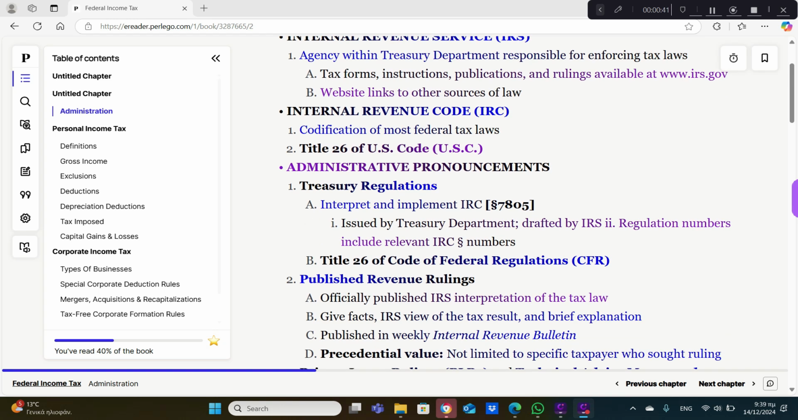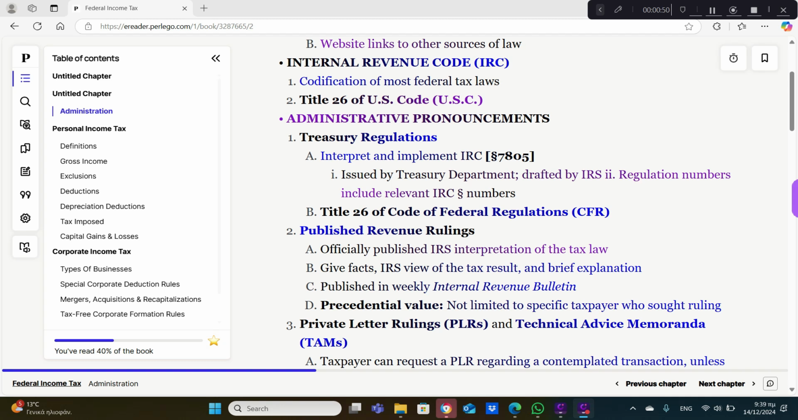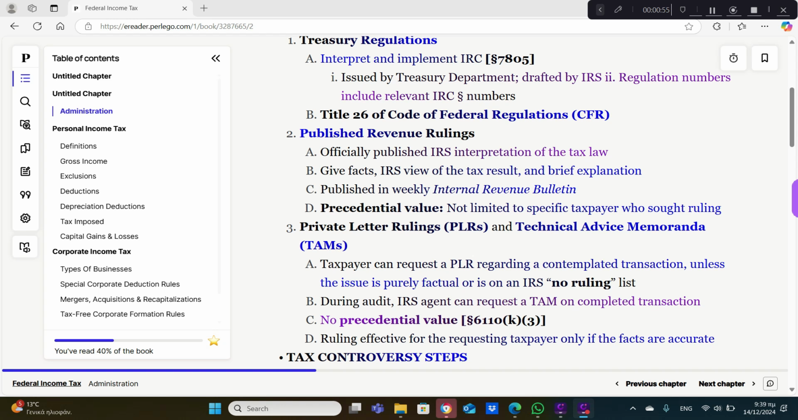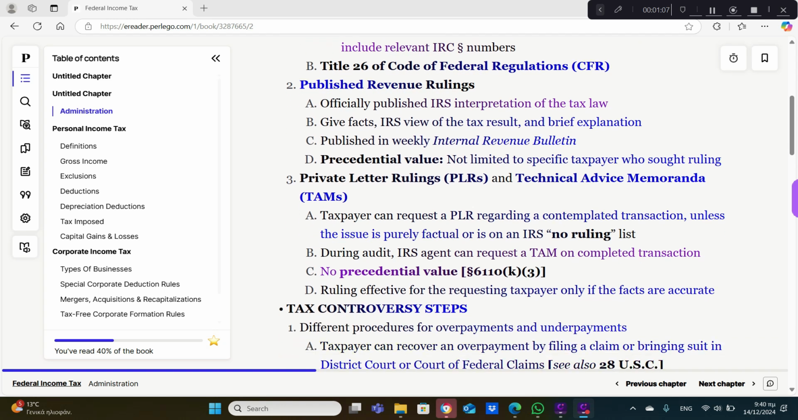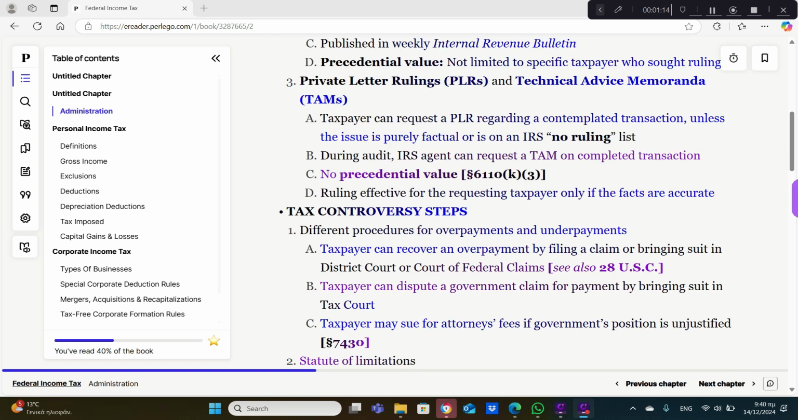1. Administration. The federal income tax system is administered by the Internal Revenue Service, IRS, under the authority of the U.S. Department of the Treasury. The IRS is responsible for enforcing tax laws, collecting taxes, providing guidance on tax compliance, and resolving disputes through audits and appeals. The administration section also highlights the role of Congress in setting tax policies and the importance of court decisions in interpreting tax laws.